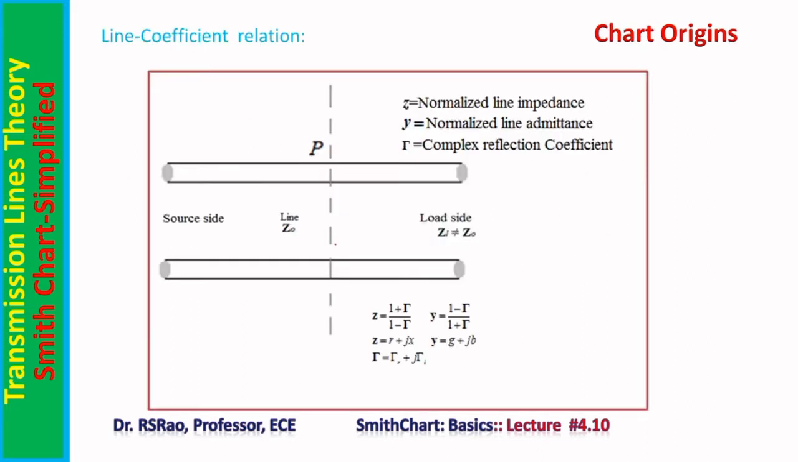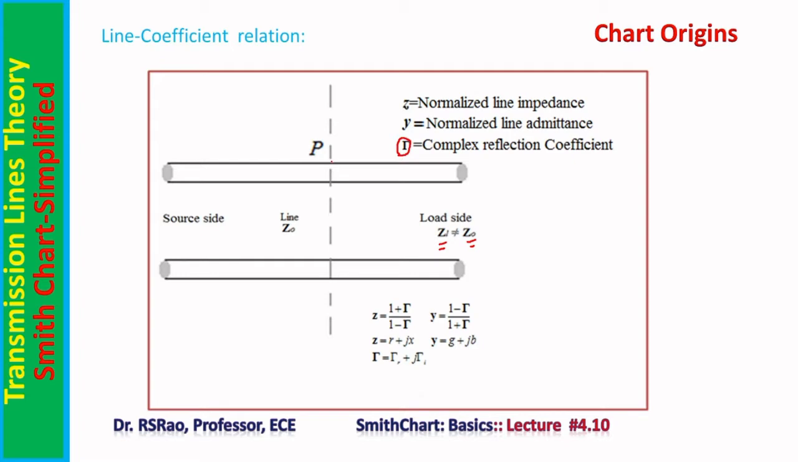Let us consider a line terminated with an impedance ZL. Let us suppose this ZL is different from the characteristic impedance of the line, Z0. As a result, a part of the incident wave gets reflected. The ratio of reflected wave to incident wave is called the reflection coefficient. It is complex. If we consider a point P, at this point, the reflection coefficient possesses a certain value.